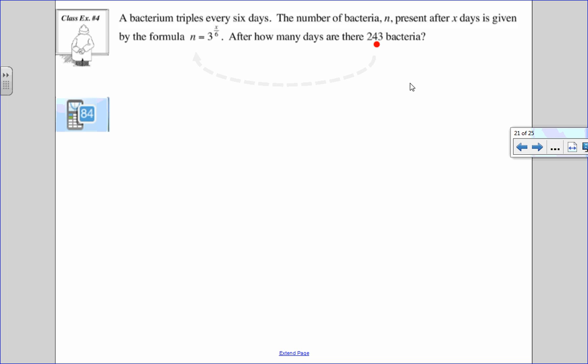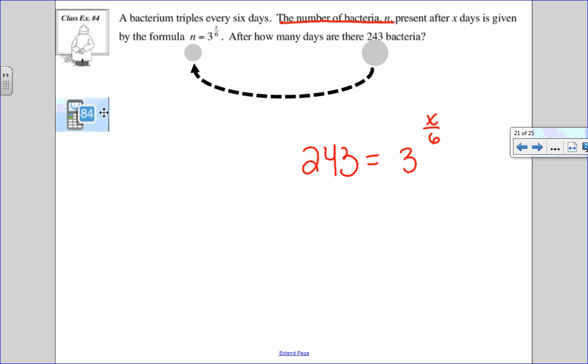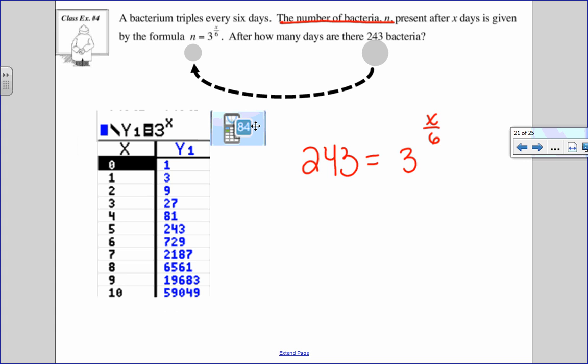So 243 is an N value. Okay, so that 243 is the same as the N value. So I can rewrite this as 243 equals 3 to the X over 6. The bacteria is replaced with N because N was the number of bacteria. So to solve this, again, I want to write it as a common base. And I always go to my smaller exponent, which is 3, and I check to see, is 243 a power of 3? You can see there it is.